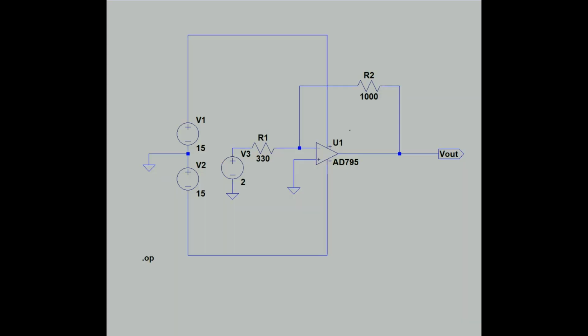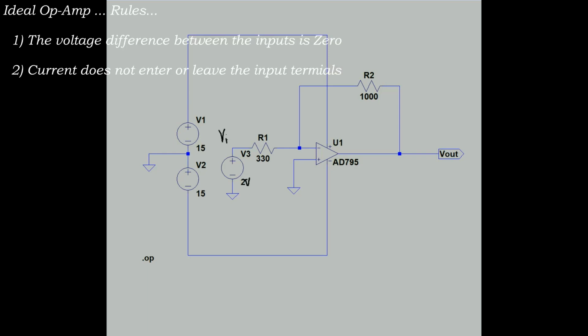So now we can solve for the output voltage. Our input is 2 volts. It goes through a 330 ohm resistor. So the ideal op amp rules: number one, the voltage difference between the input terminals is 0. So through R1, that node above R1 is going to be grounded, to ground, or common as we've denoted here.